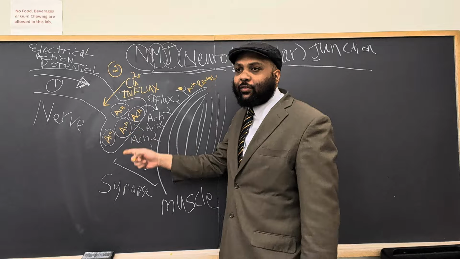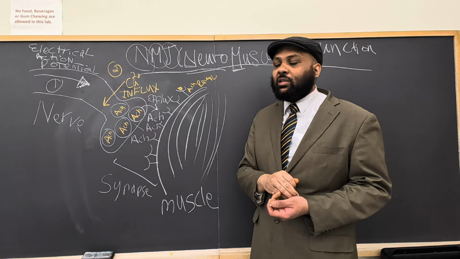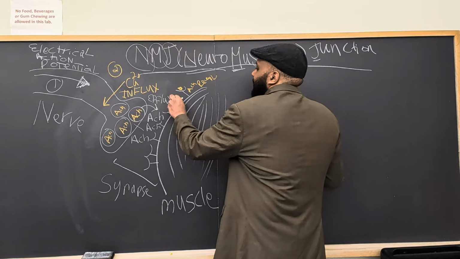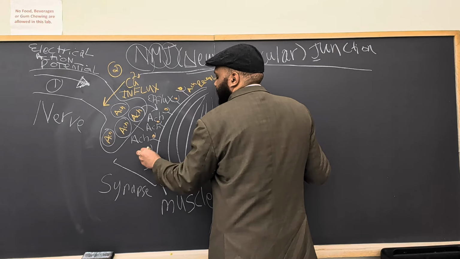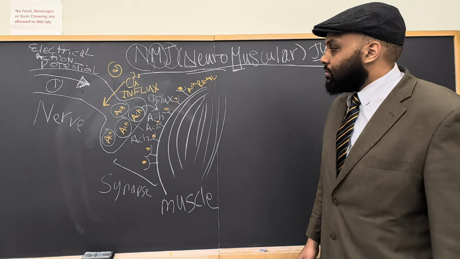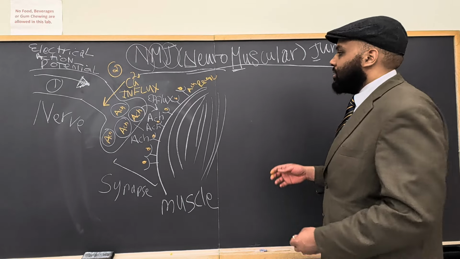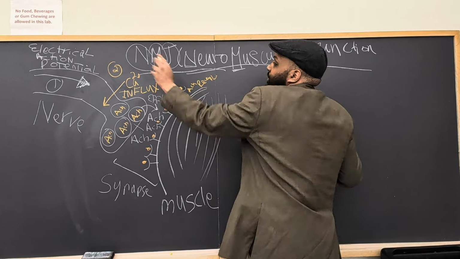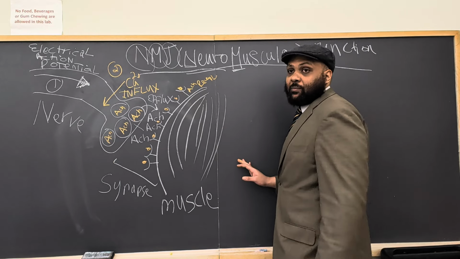You know, we don't just have a neurotransmitter. The neurotransmitter has to bind to the receptor. So now acetylcholine binds the receptor. Is that clear? When acetylcholine binds the receptor, what happens? Now we finished with the nerve, we finished with the synapse, now we're inside the muscle.